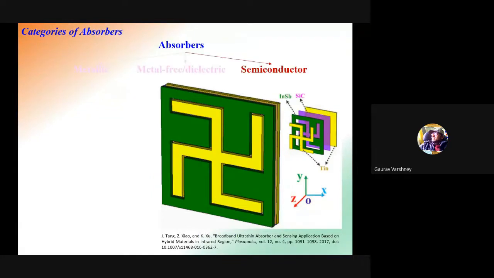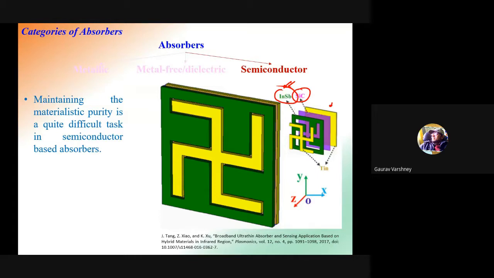Second one is semiconductor based absorbers. You can think over semiconductor based absorbers as well. So what will happen in the case of semiconductor based absorbers? Here you can see some new compound materials, like indium antimony, silicon carbide, and some other things are also there. At the backside, metallic reflector and the spacer. In the place of spacer, we are trying to utilize some semiconductor kind of materials.